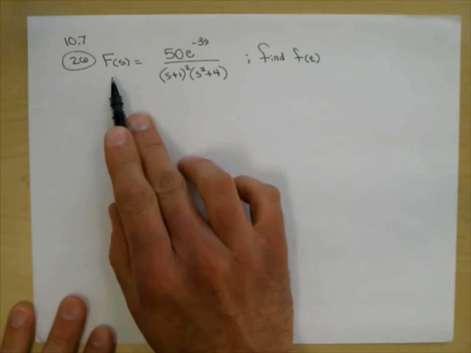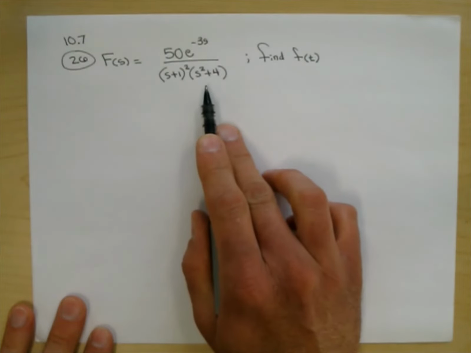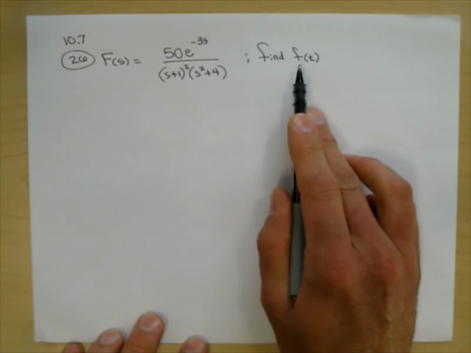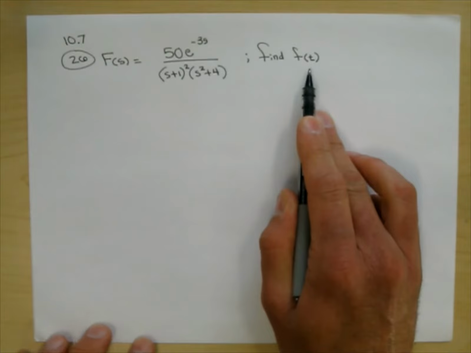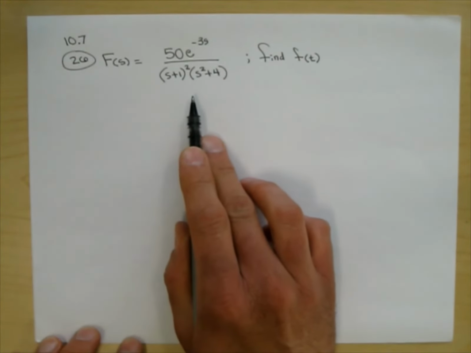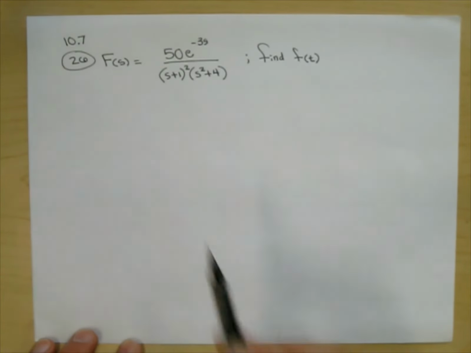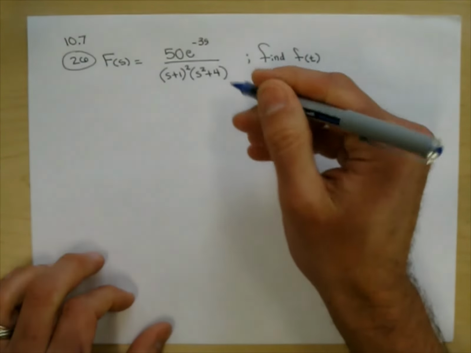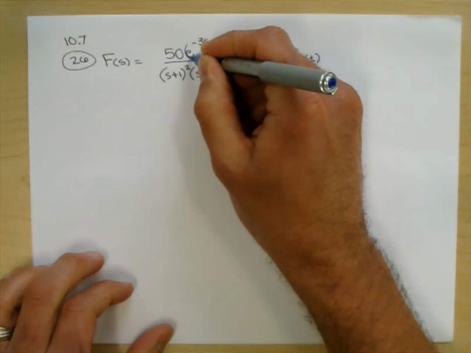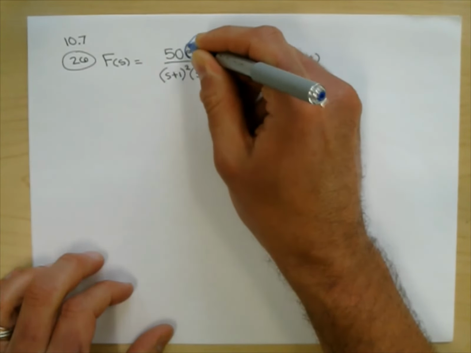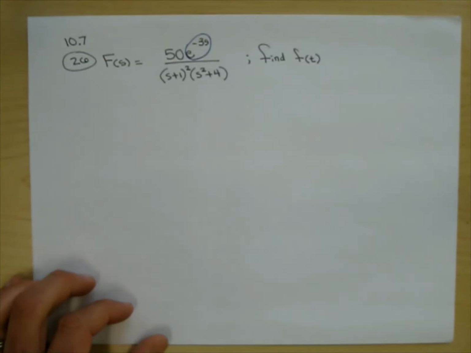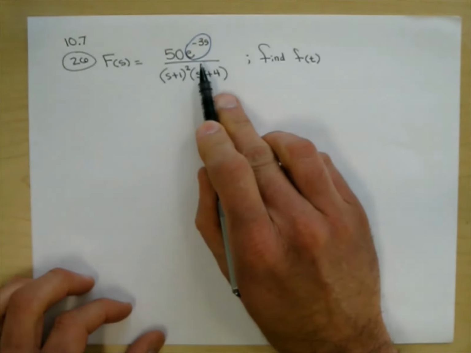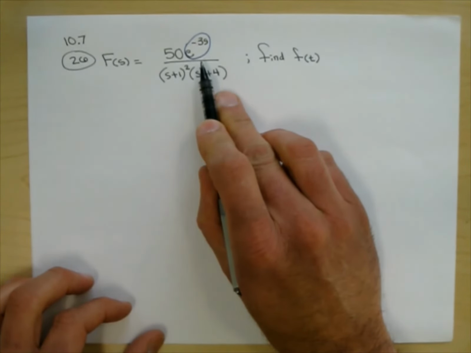Problem number 26 from 10.7. We have a function, f of s, here it is, and we want to find little f of t. So basically what we're doing is we are finding the inverse Laplace transform, and we notice something about this problem. We notice there is an e to some power. Now that tells us that we have to use the second shifting theorem.